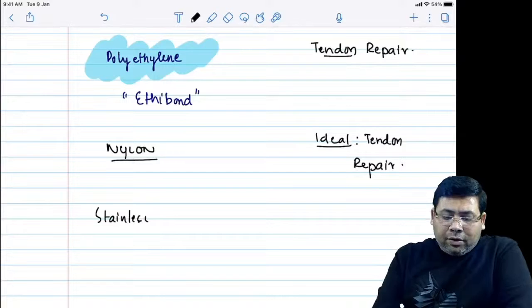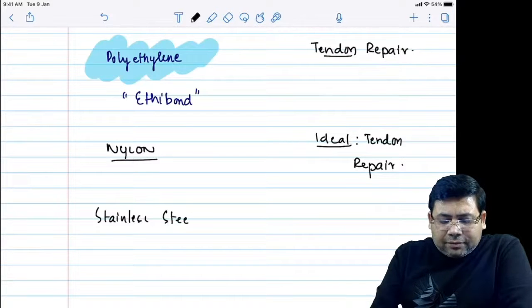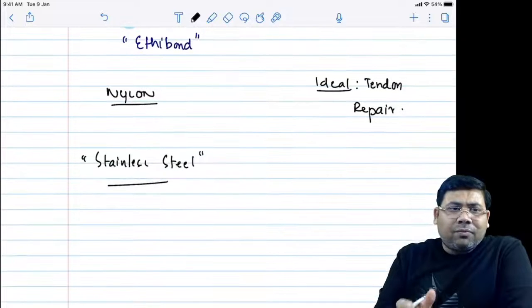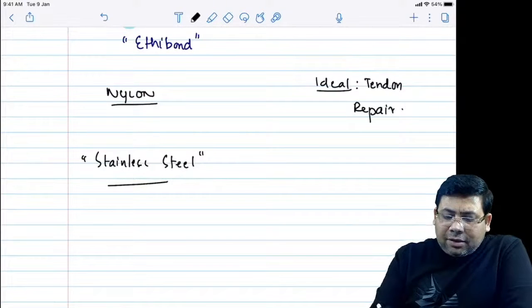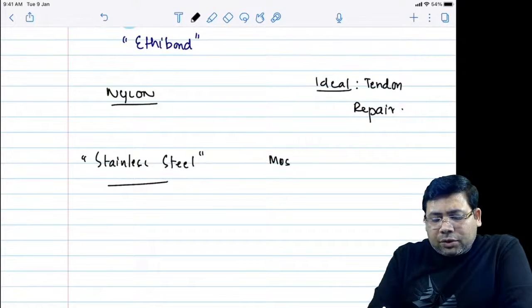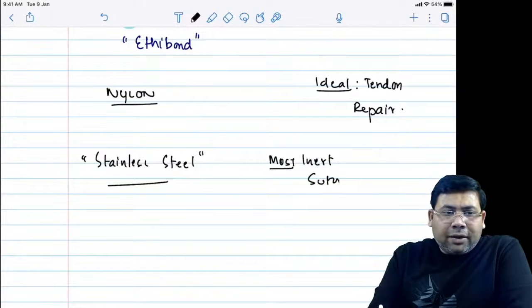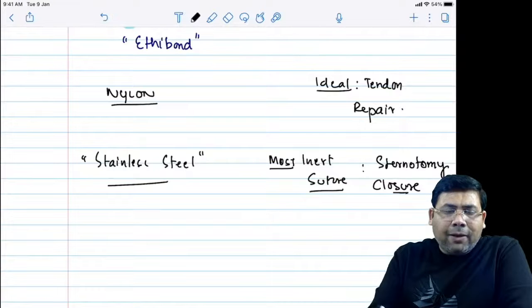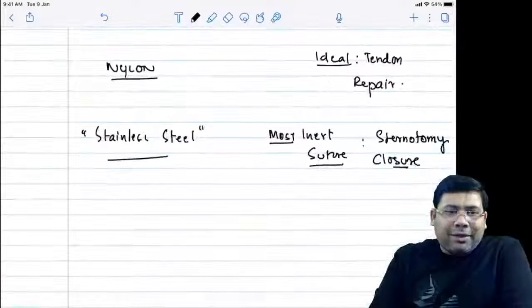Let us move forward. When we talk about stainless steel, what is the more important thing about it? This is the most inert suture. Are you getting? And very good, we use it for sternotomy closure. So this is about stainless steel.